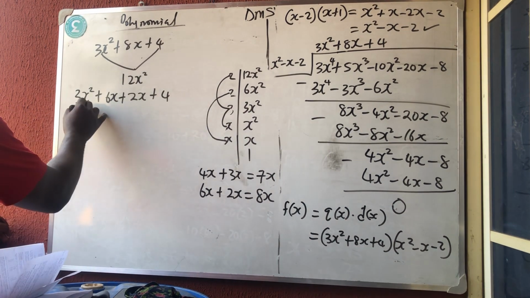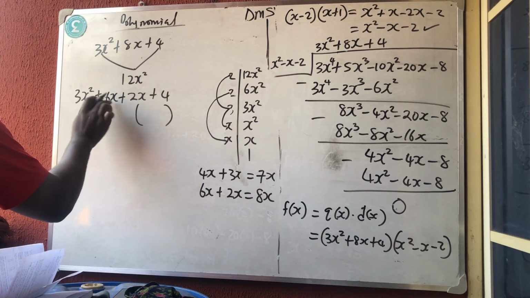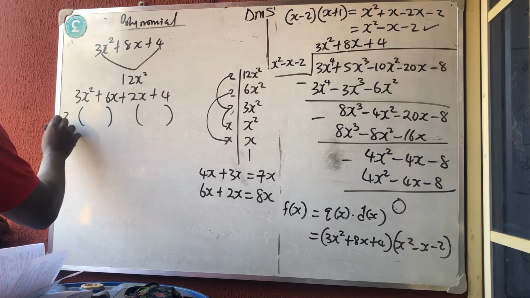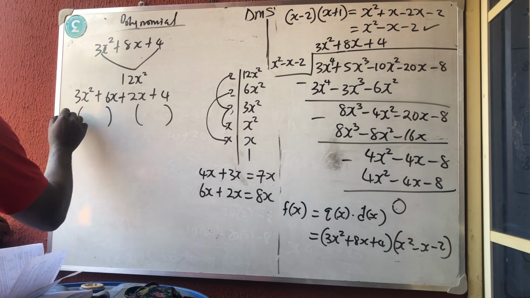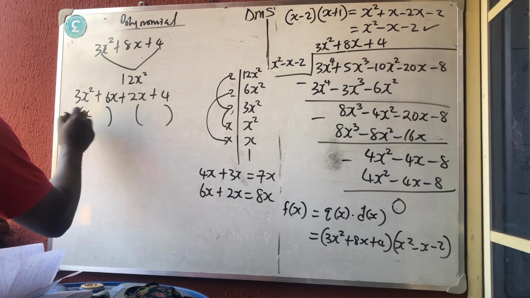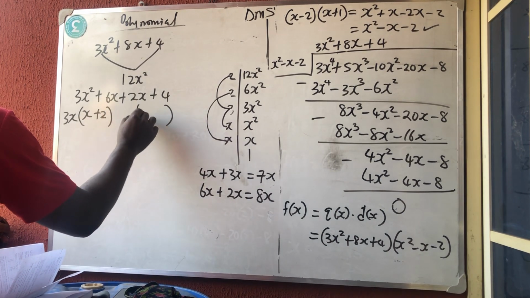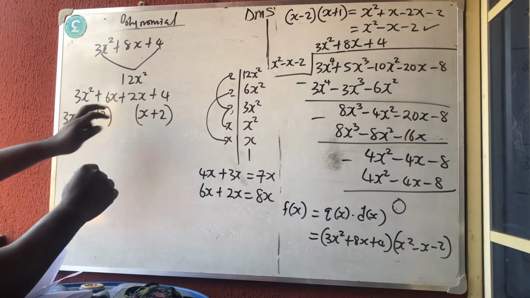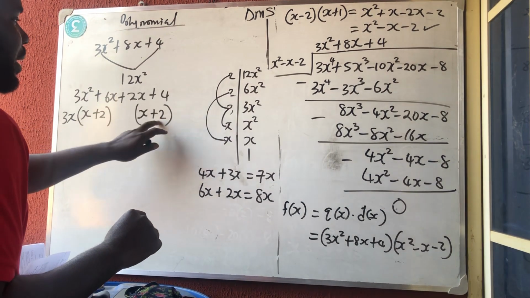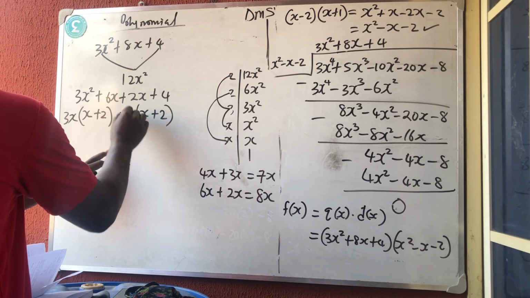If you get to this point, open 2 brackets. What is common between these two? 3 can divide 6, so 3 is common. x can divide x squared, so x is common. These 2 divided by this, x is remaining here. These 2 divided by this, 2 is remaining here. Anything that is here must be here: x plus 2. How do you get the person outside? The last person divided by the last person, plus, plus, plus. 4 divided by 2, 2.